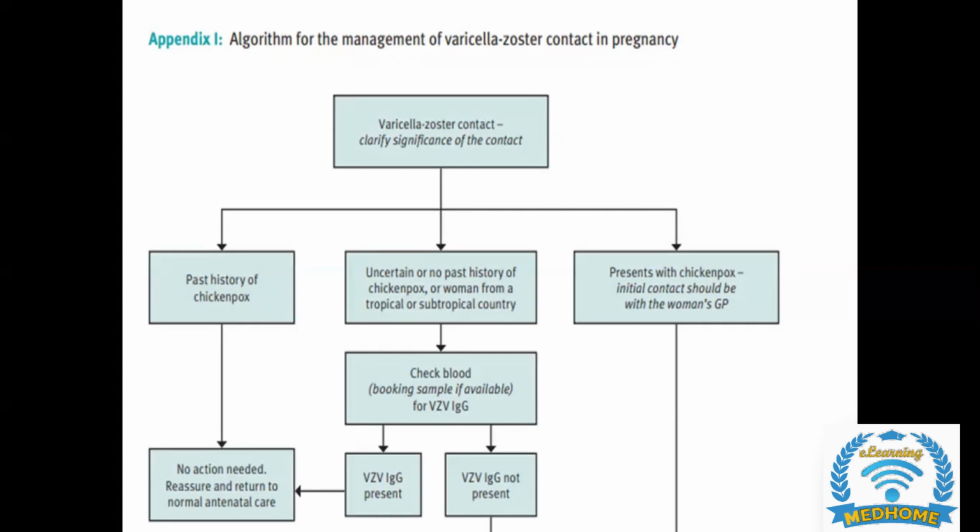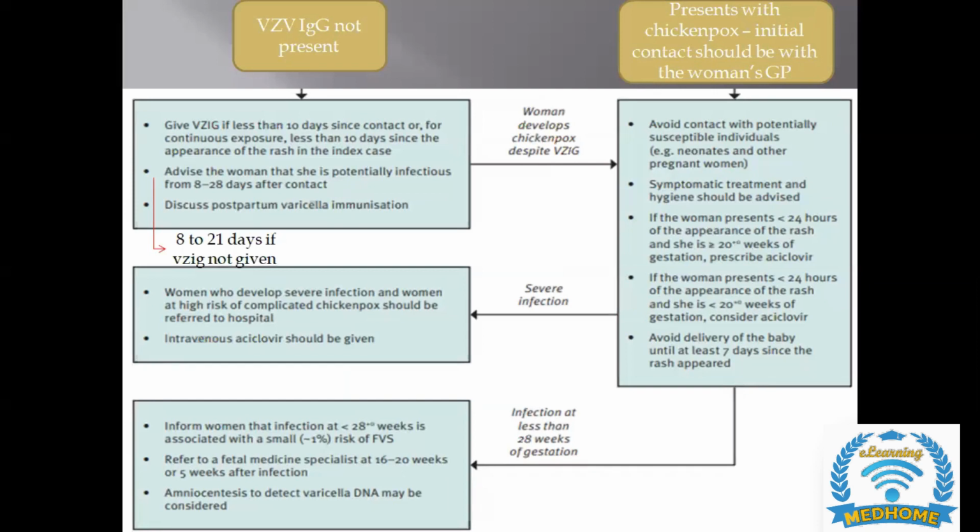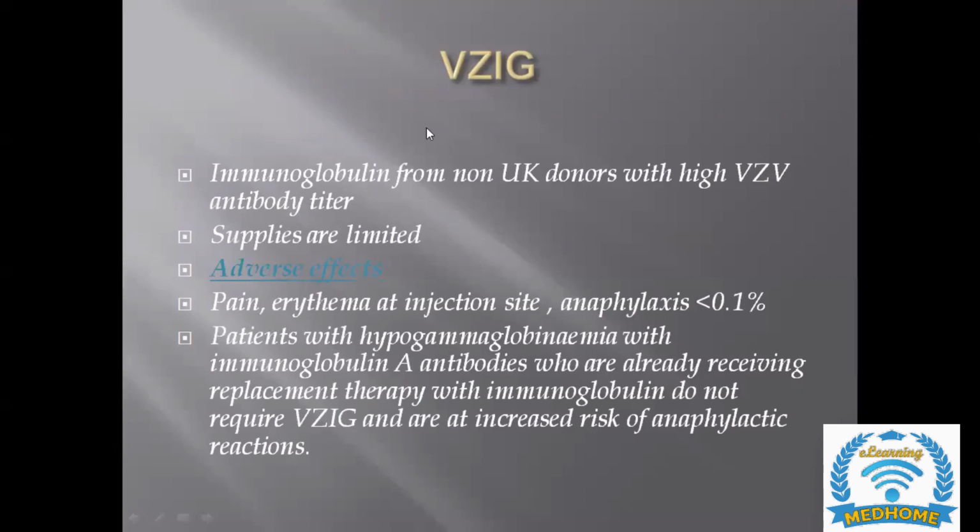Again, if the IgG is present, then no action needs to be taken. Reassure her, because once a virus has infected the patient, there is no chance it can infect her again. But on the other hand, if varicella zoster virus antibody is not present, then we have to take some measures. Okay, so then what will we do? Varicella zoster virus IgG not present means that the patient is at risk of varicella zoster virus infection.